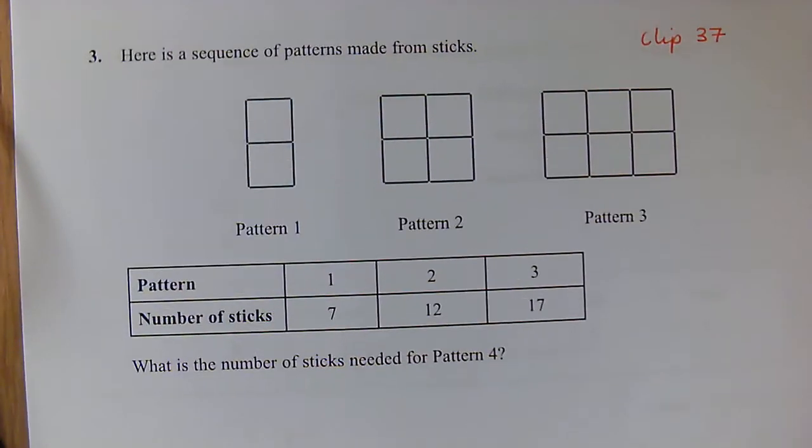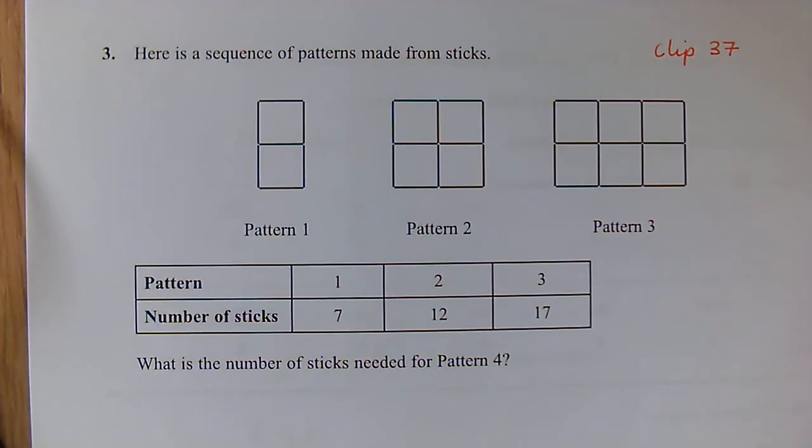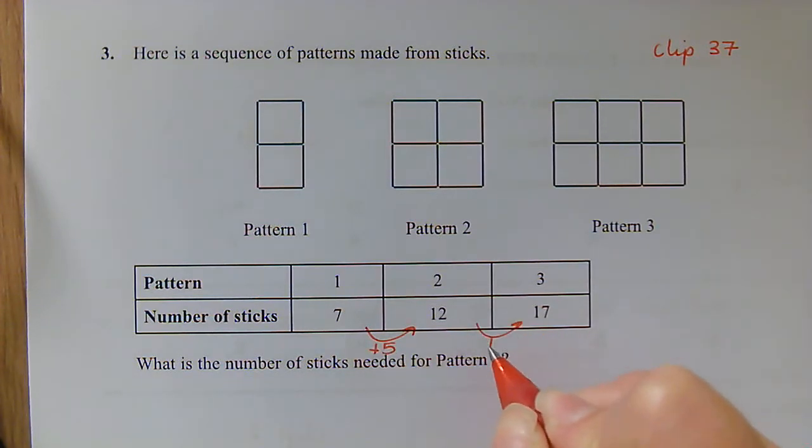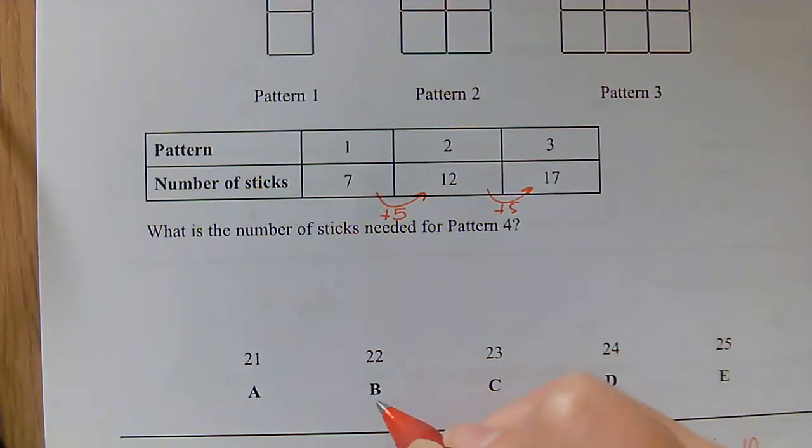Question 3, we've got a sequence here, a pattern made of sticks. I want to know what the number of sticks is for pattern number 4. So here we can recognise that we are adding 5 each time. So our next number in the sequence would be 22.